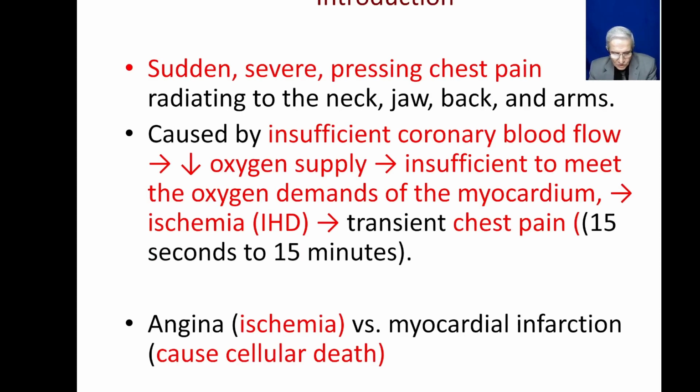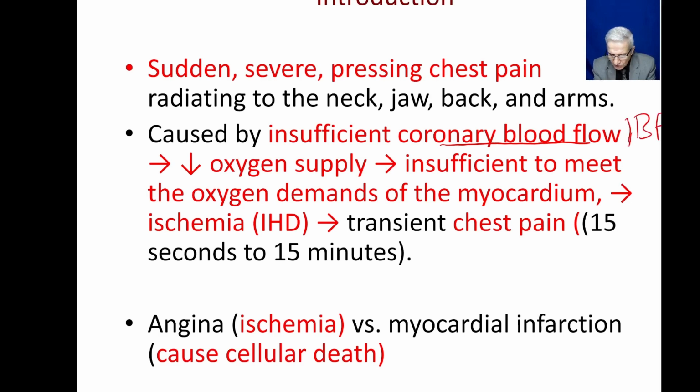As an introduction, angina is characterized by sudden, severe, pressing chest pain radiating to the neck, jaw, back, and arms. Angina is normally caused by insufficient coronary blood flow. So we don't have enough coronary blood flow.